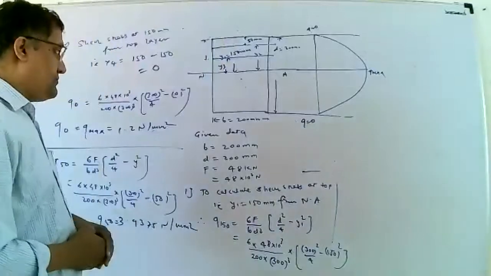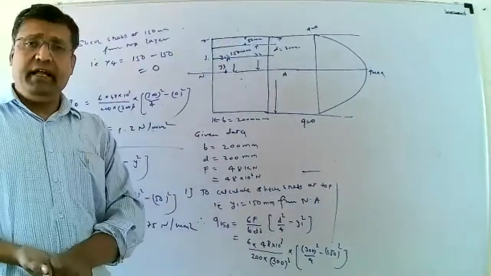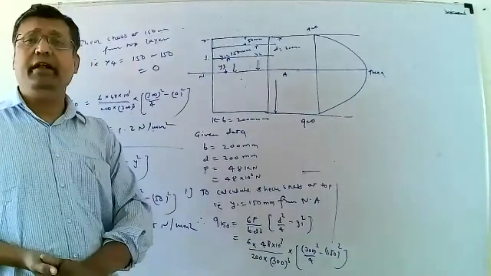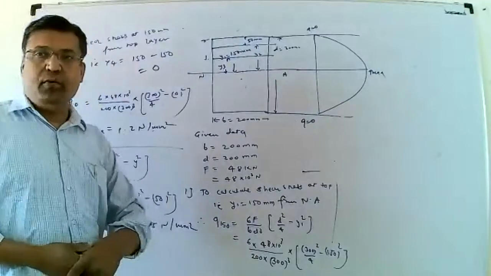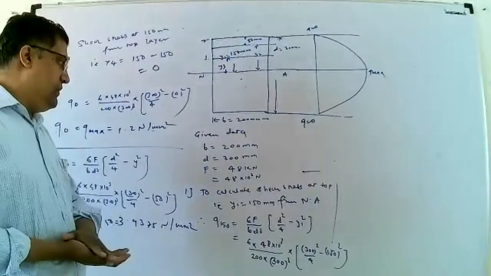Here a rectangular section having width and depth is provided. Width is 200 mm and depth is 300 mm. Then the shear force is also provided. That value is 48 kilonewton.